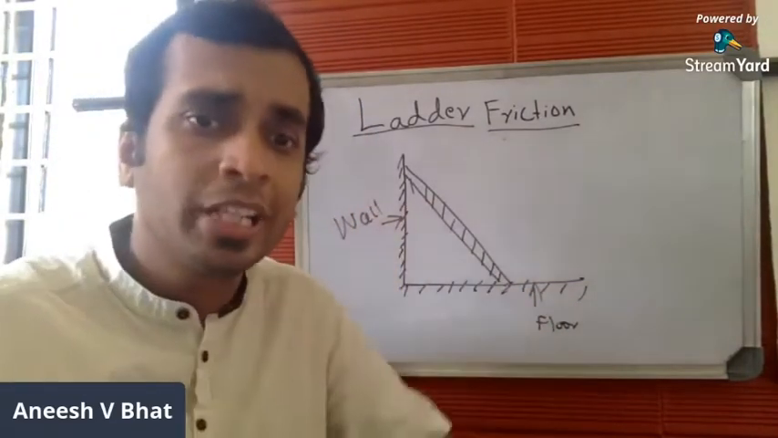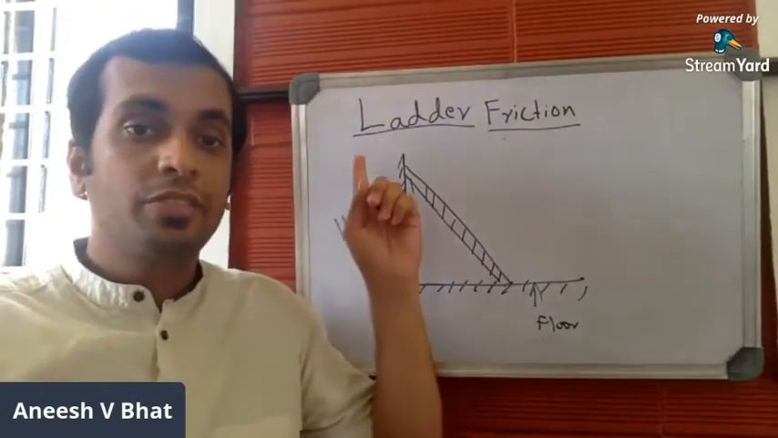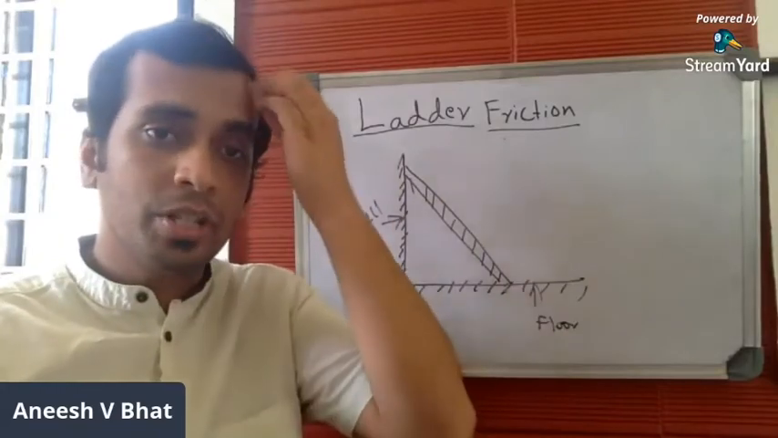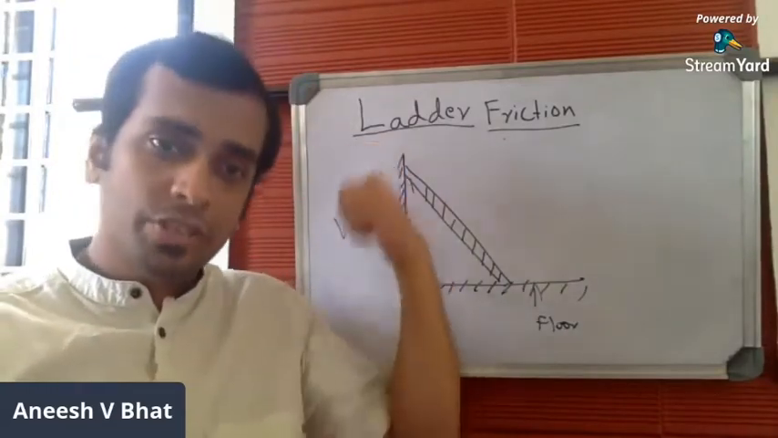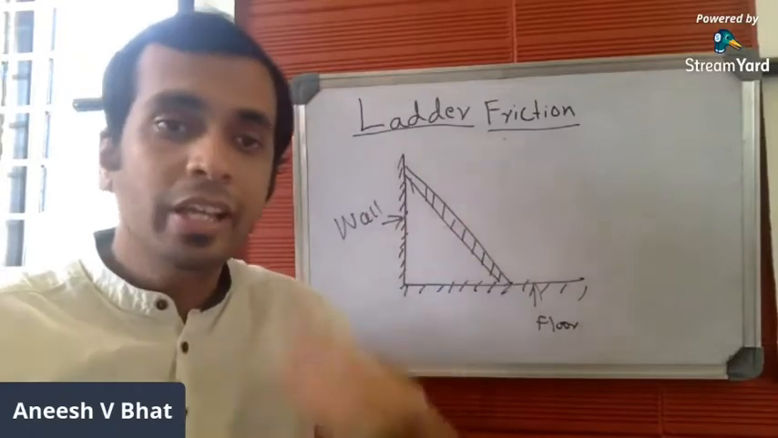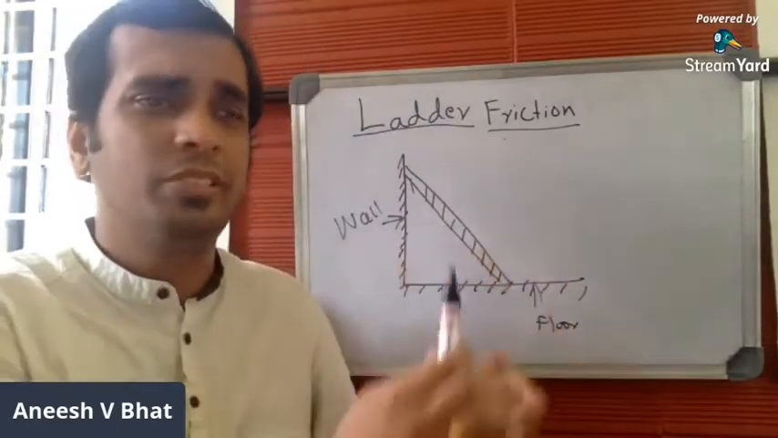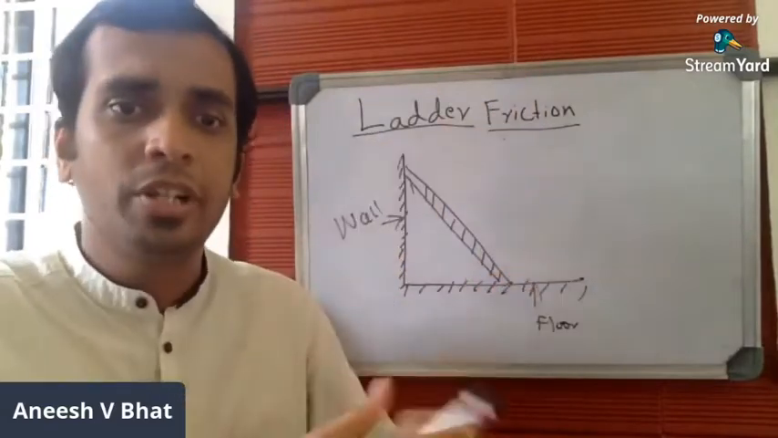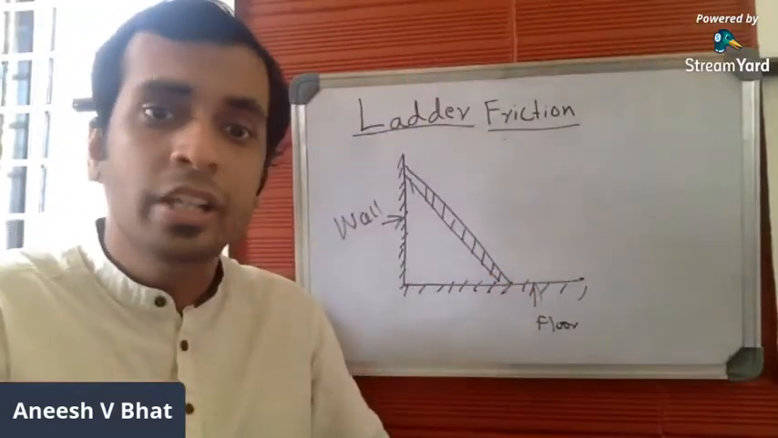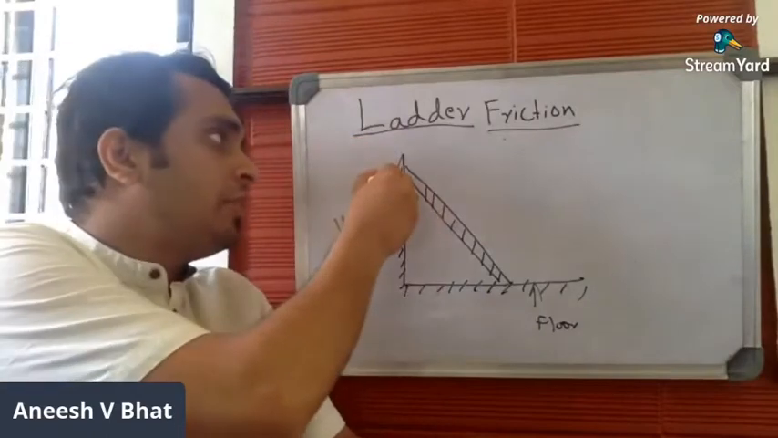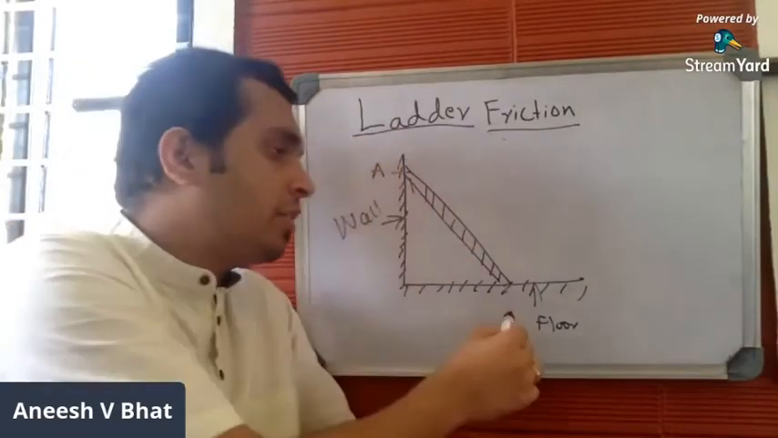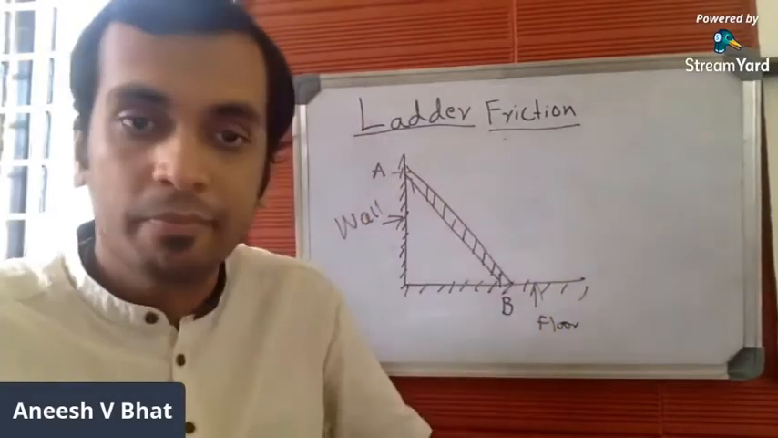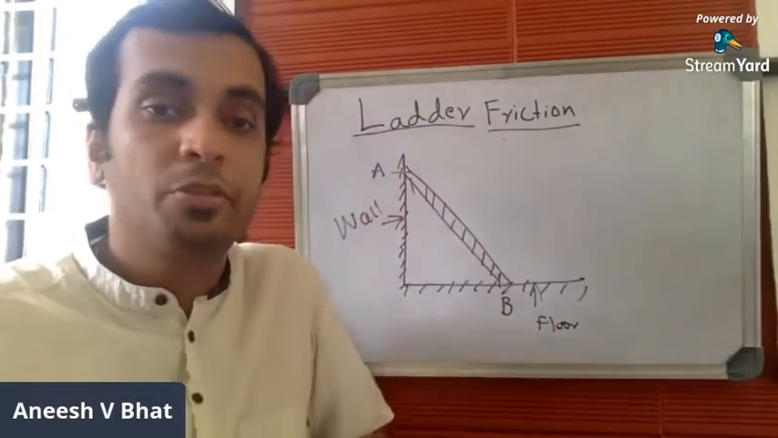Ladder will always be in contact with two surfaces. One will be the vertical surface and the other will be the horizontal surface. Usually the vertical surface will be a wall and the horizontal surface will be the floor. A common concept is if a ladder is leaning towards the wall, it will have two contact points, one with the wall and the other with the floor. Let me mark the contact point of the ladder with the wall as A and the contact point with the floor as B. Two contact points, A and B.